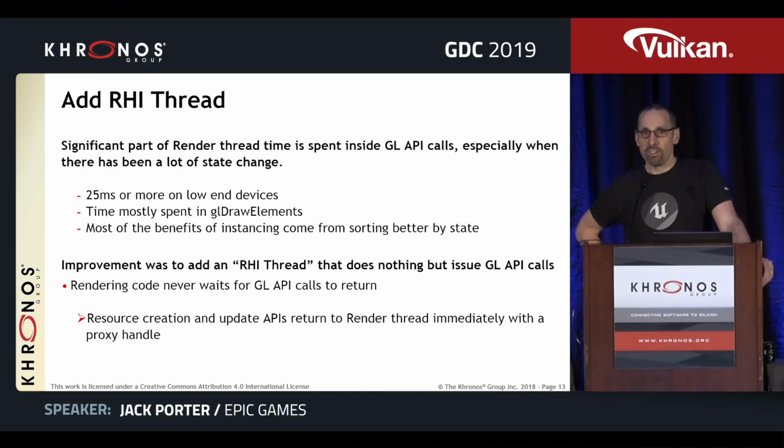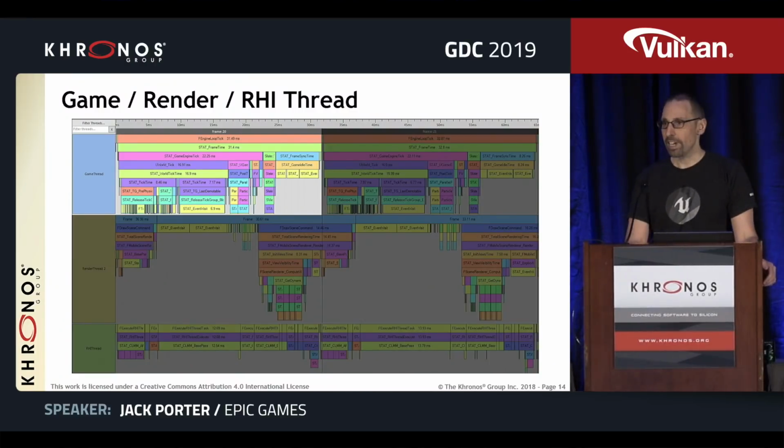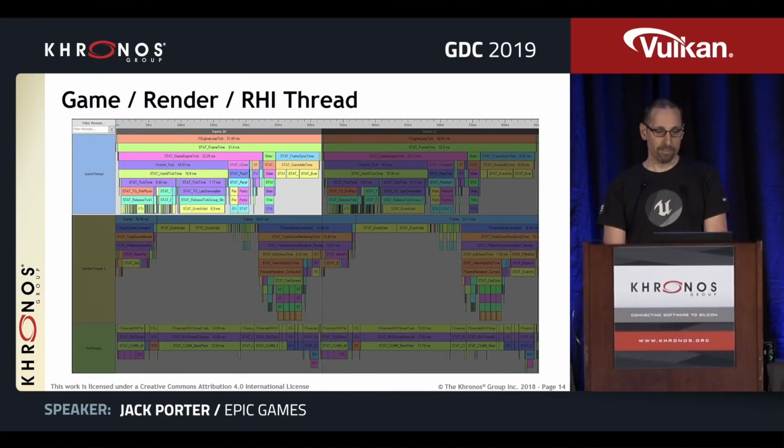And the idea is to make sure that the rendering code never has to wait for any API calls to complete. So when we create resources or we update resources, we can return immediately with a proxy handle and then continue on and have the RHI thread pick up and replace the handle with the correct API handle. So the same thing in the 3-thread setup. We have the game thread as usual. One difference is instead of waiting on the render thread, it's waiting on the RHI thread from a previous frame.